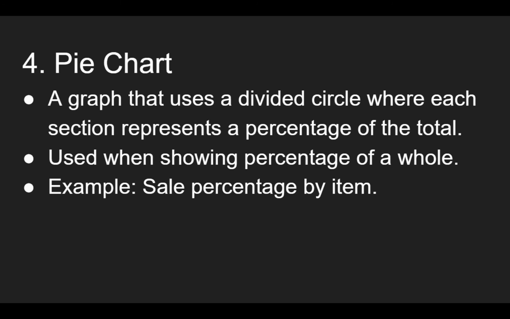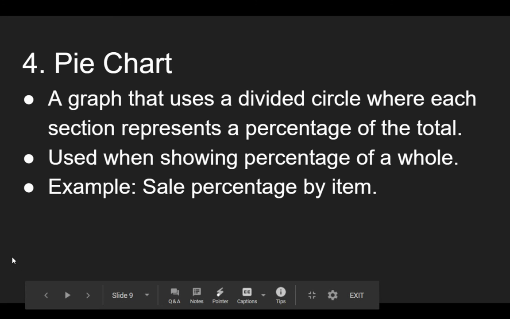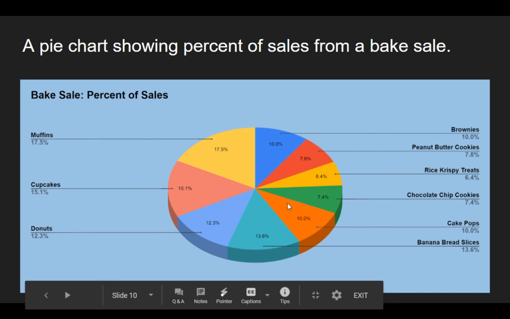The final type of chart is a pie chart. This is a graph that uses a divided circle where each section represents a percentage of the total. This is used when showing percentage of a whole. And an example is a sale percentage by item. So if I click on this chart, this is from our previous assignment as well. And this is from that same bake sale assignment. And this is showing the percentage of sales or money earned.